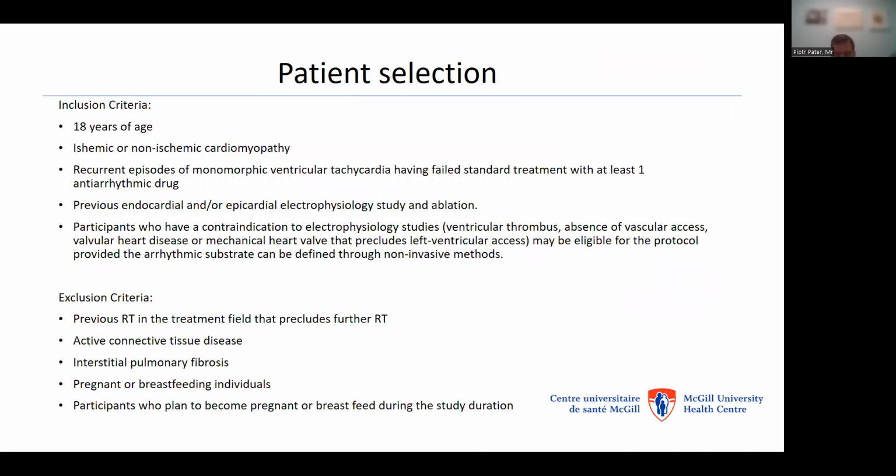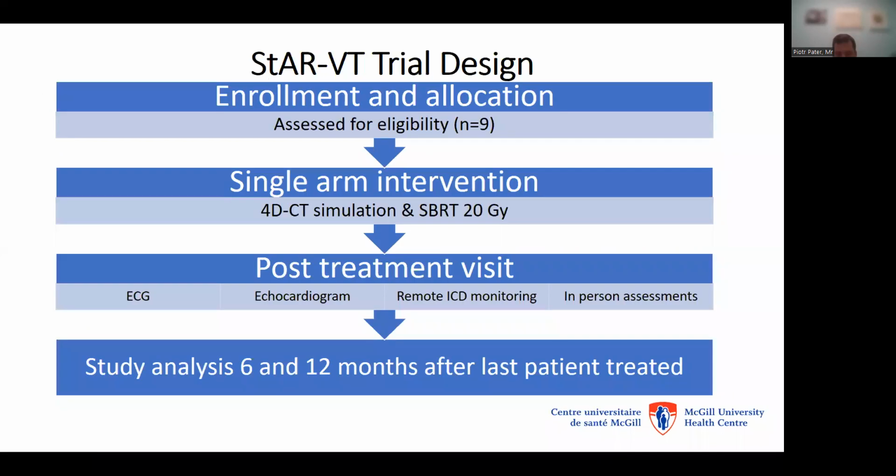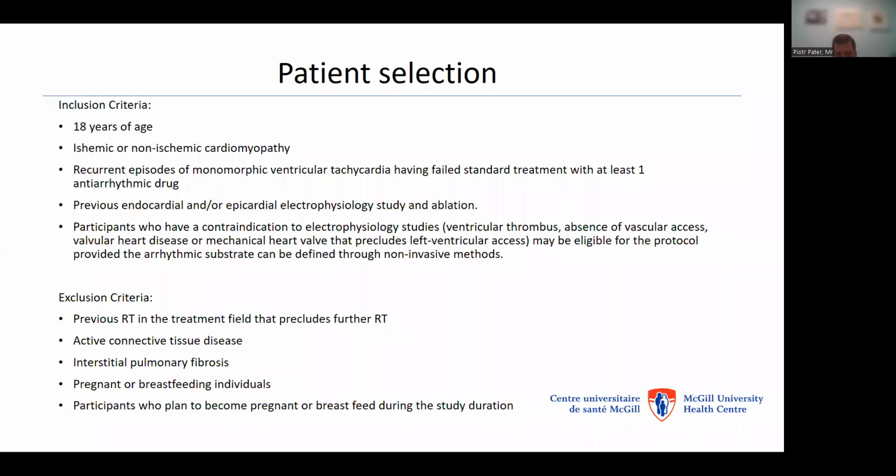Next, please. And who are we choosing? We're choosing adults who have recurrent episodes of monomorphic VT that have failed standard treatment with at least one antiarrhythmic drug, and who have a contraindication to electrophysiology studies, as long as we can, using non-invasive methods, be able to define the arrhythmic substrate.